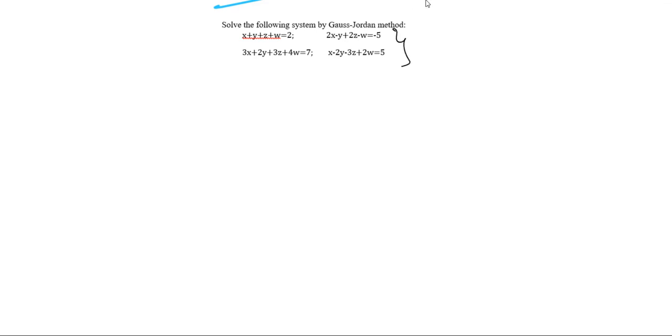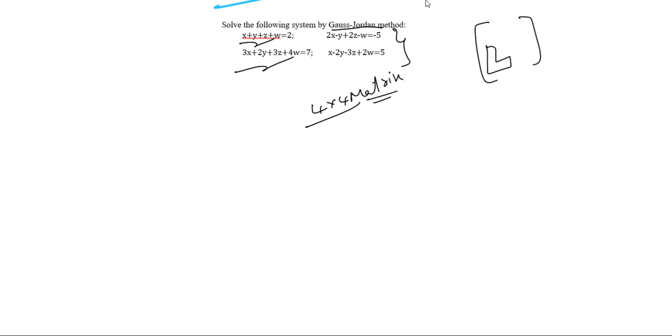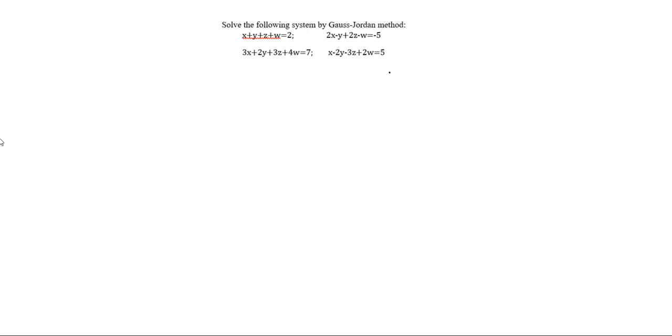Given the questions, you have to solve using the Gauss-Jacobi method. What is the Jacobi method? We have to find an upper triangular matrix in the given matrix. They have given 4 equations, which means a 4 cross 4 matrix. Let us find the solution for the 4 cross 4 matrix. Let us write the matrix first.